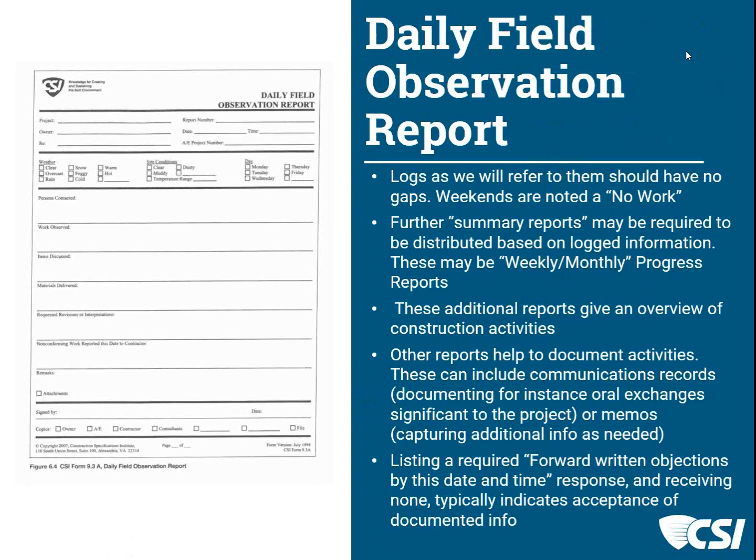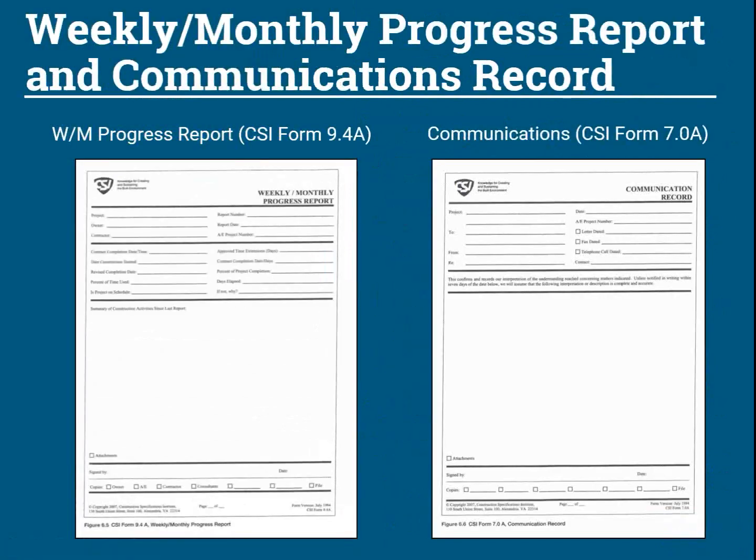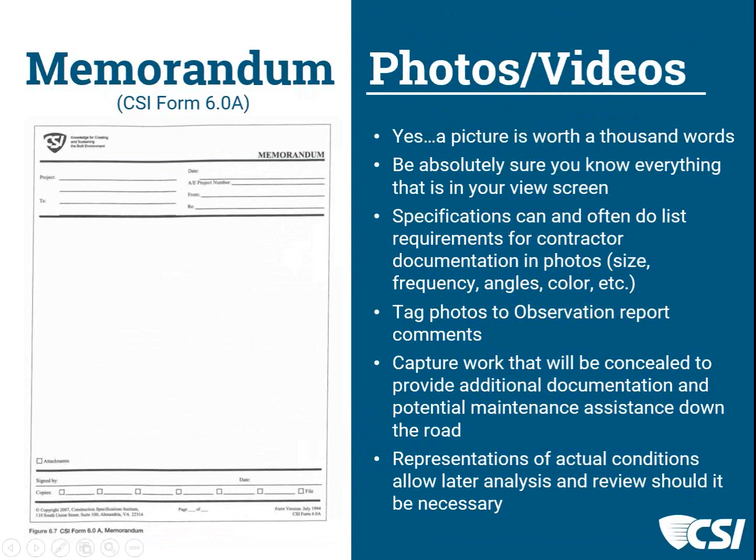We won't go any further into that, but take a look at the next slide, and these are additional CSI forms for here's what you might do with a weekly visit. So this is just a slightly modified CSI form. There's another one for communications and how you might document communications. If we go to the next slide, there's one for memos and how you might correspond with memos. Yes, absolutely, a picture is worth 1,000 words. And here's just a reiteration of what we've talked about, being sure you know of everything that's in that view screen.